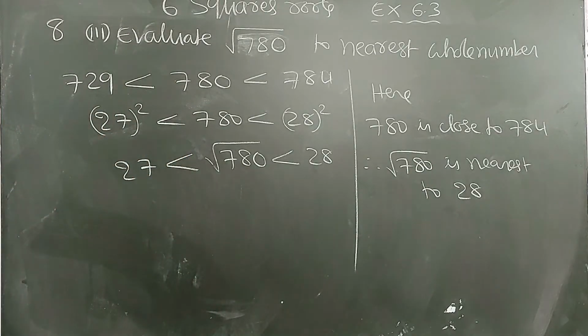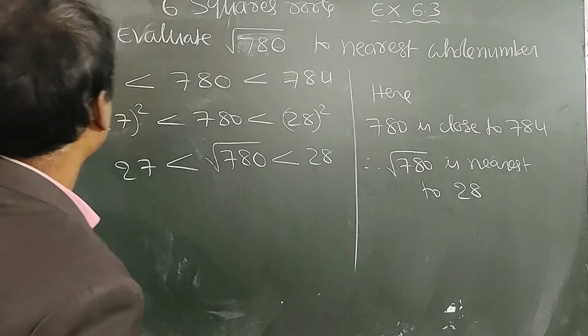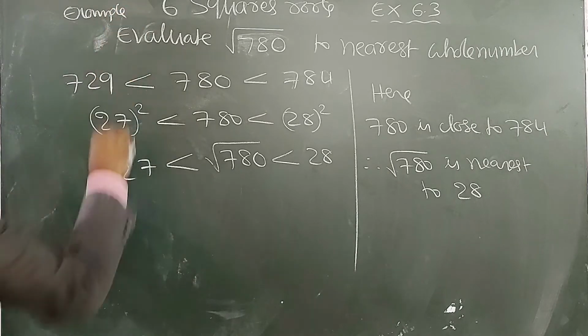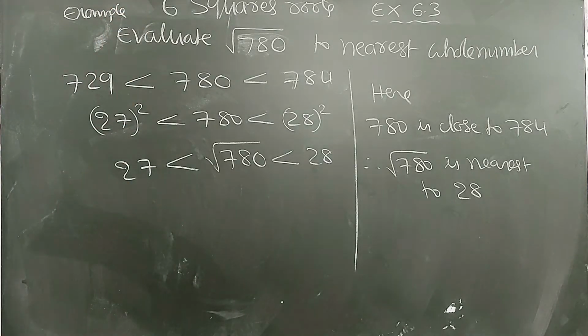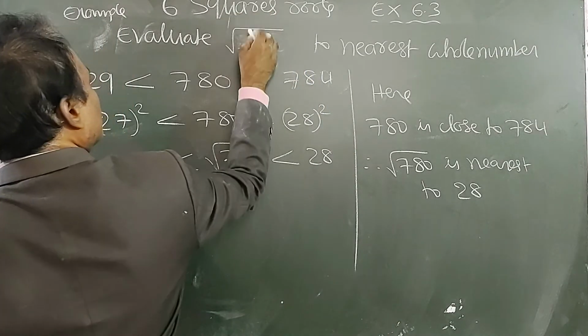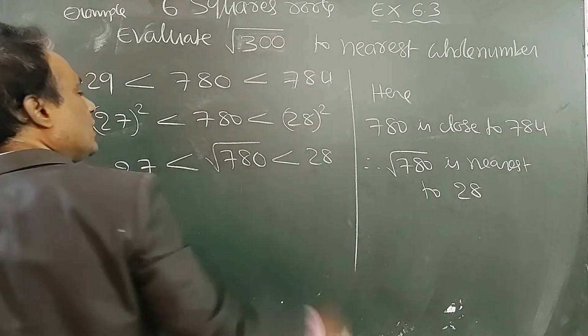This is the process, students. We had 3 problems and all 3 we did. For your practice, I will do one more example. Root 300 I am finding. Example, just for practice. This is one example in the textbook. So root 300, just try this. You try this.